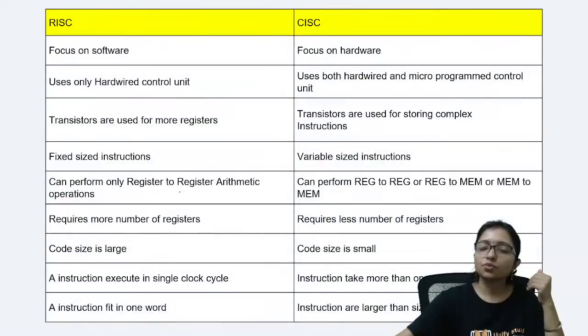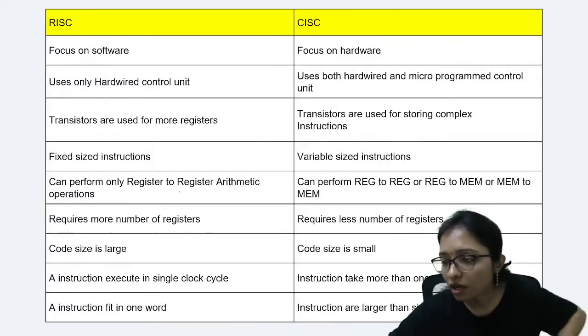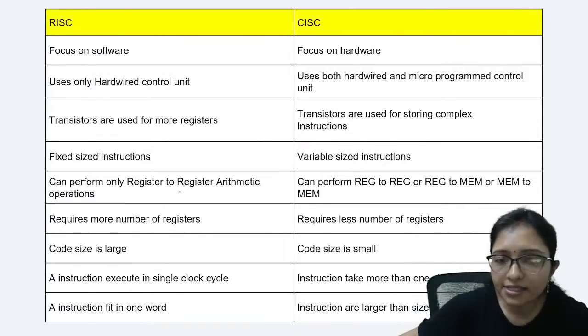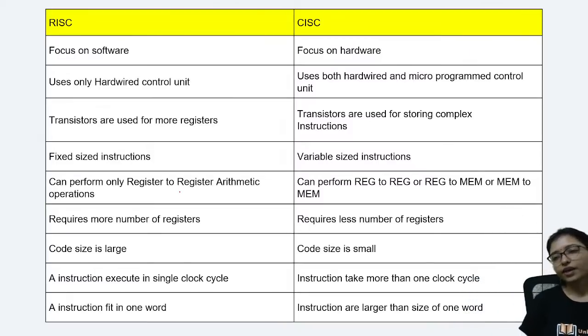Yes, so what is the main difference between RISC and CISC? RISC is focused on software, CISC is focused on hardware. RISC uses only a hardware control unit, and CISC uses hardware and a microprogram control unit. In RISC, transistors are used and there are more registers. In CISC, transistors are used for storing the complex instructions. RISC has fixed size instructions, CISC has variable size instructions. RISC can perform only register to register arithmetic, and CISC can perform register to register, register to memory, memory to memory.